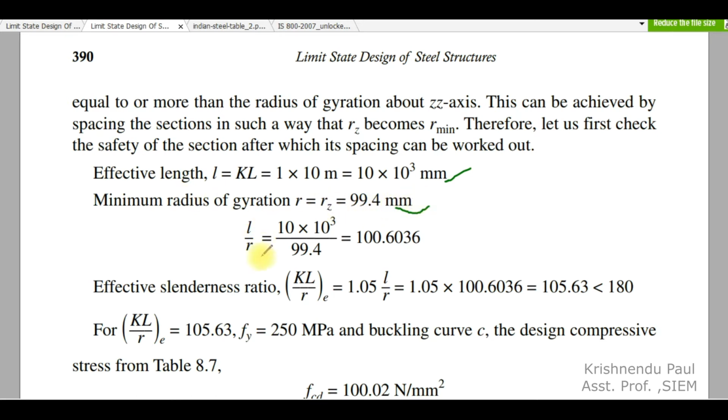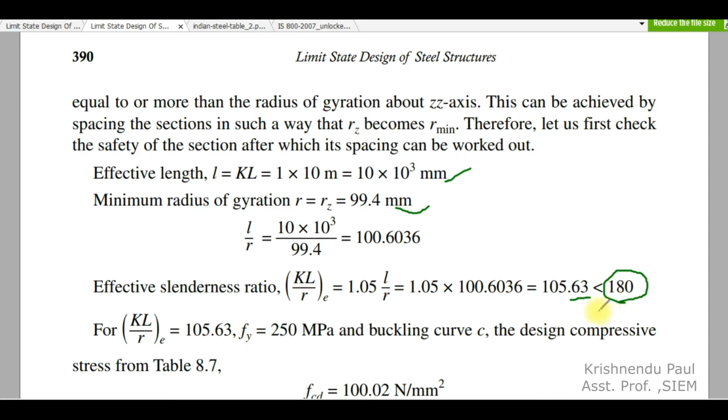So L by r is equal to 100.6036, and for the effective slenderness ratio of a laced column, you have to increase it by 5%, which has been discussed previously. So 1.05 into L by r is 105.63. We have to again check that it should be within the permissible limit. For a compression member, the permissible limit is 180. It is also mentioned in IS 800 2007.